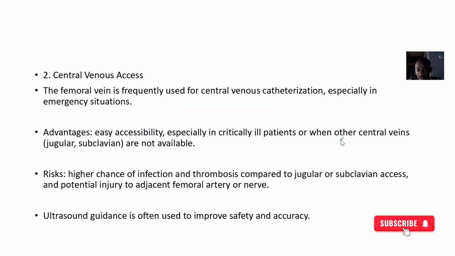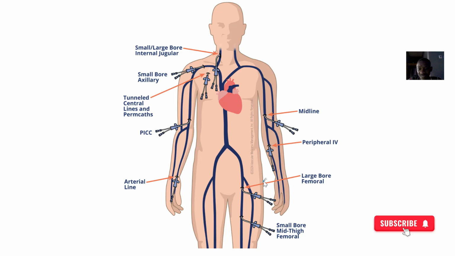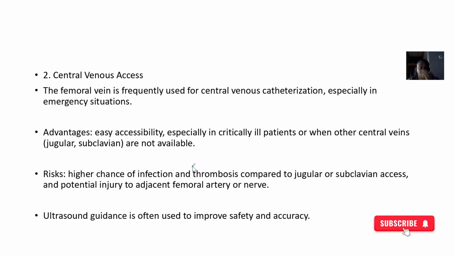So central venous access. I can put a catheter through the femoral vein. Different other veins could actually take the catheter. This image illustrates them. But the femoral vein, of course, is very important there. It's frequently used for central venous catheterization, especially in emergency situations. So it's very accessible, especially in patients that are so ill. There's a higher chance of infection and thrombosis compared to when you use the jugular or subclavian veins. So it's also very important in ultrasound guidance.